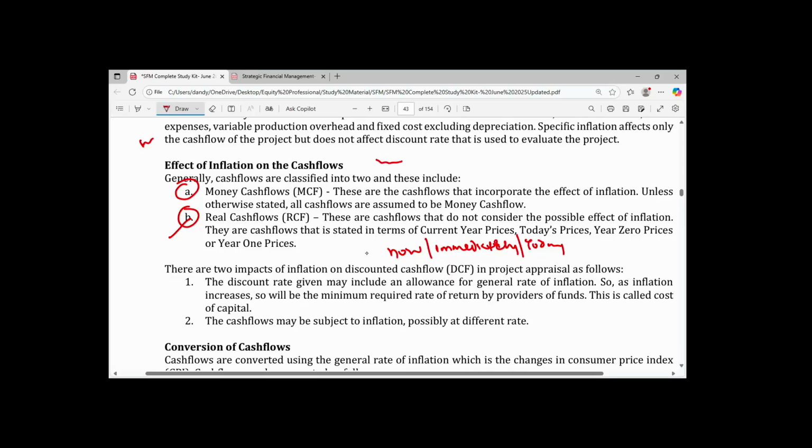So if, for example, you are now told that variable cost in today's prices is 1,000 naira, that means it's a real cash flow. Or you are told that the selling price is currently 2,000 naira. Because the examiner has mentioned currently, it means there is a real cash flow. All right. So these are the ways you are going to identify whether it's a money cash flow or real cash flow when you are given it in a question.